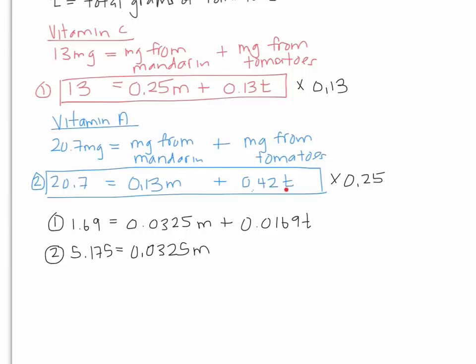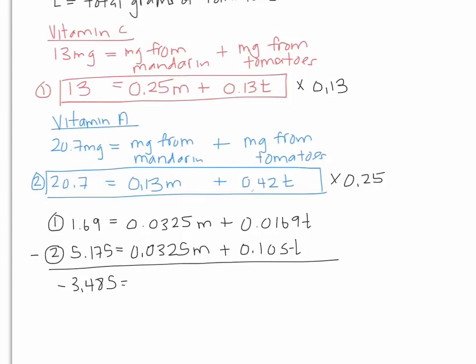And then I'm going to put 0.42 times 0.25, and that gives us 0.105t. And now we're ready to do elimination because we have a variable that matches. So let's subtract these. So first I got 1.69 minus 5.175, and we get negative 3.485. Don't get rid of any decimals because then we're not going to be accurate anymore.